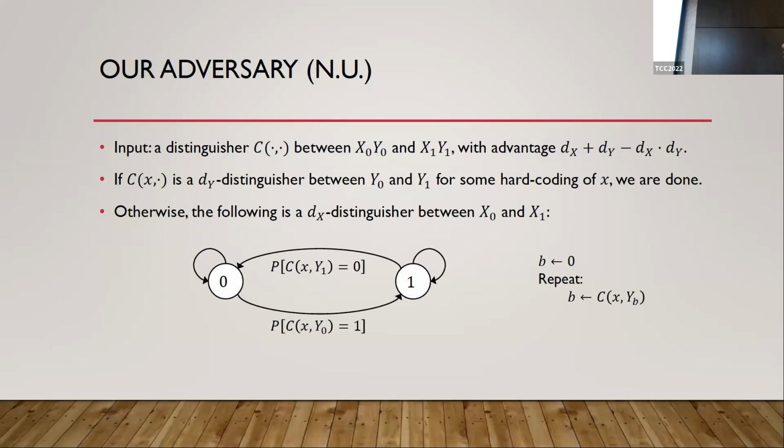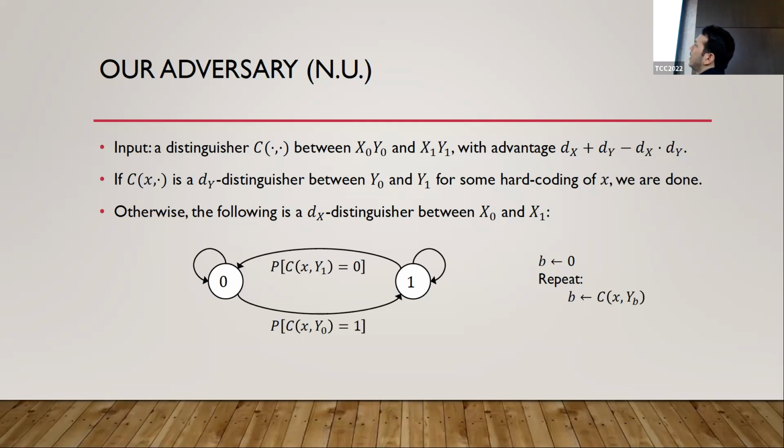Okay, so I talked about simplicity and efficiency. Now let me try to demonstrate it and look at the actual adversary. So the way it works is like this. Just a reminder, what we get is a distinguisher C between (x0, y0) and (x1, y1), and we want to construct either a distinguisher between x0, x1 or y0, y1. So the first case, the simple case, is if we are able to hardcode some value of x. This is right now the non-uniform setting. If we are able to hardcode some value of x into C and get a good distinguisher between y0 and y1, we are done. This is a simple case.